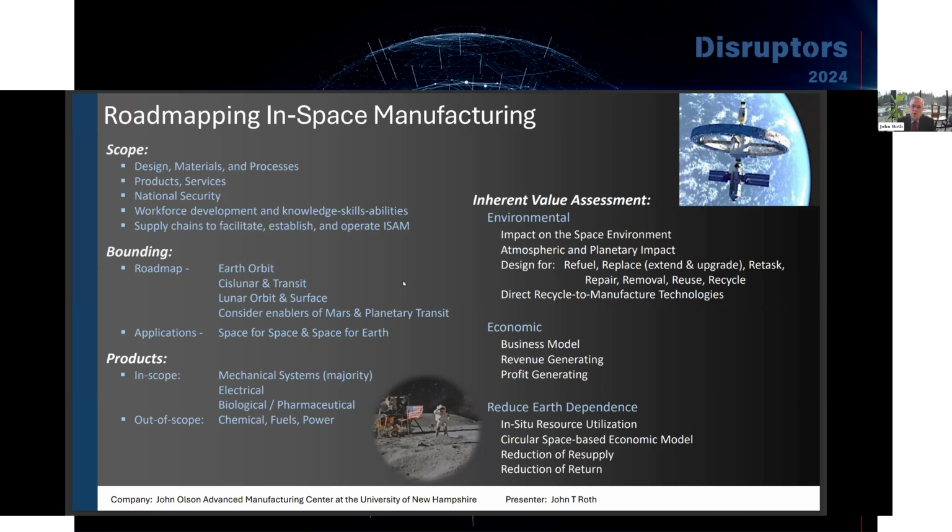Within that, we have to do bounding of the roadmap, which is we're basically going through the lunar orbit, Mars is beyond it, applications were space and Earth, and we have to look at the products. Some things really quickly on that. Mechanical, electrical, and biological systems, including pharmaceutical, are all part of it. The chemical fuels and power were taken out. They decided that is outside of the scope of what they wanted to roadmap, so that is removed.